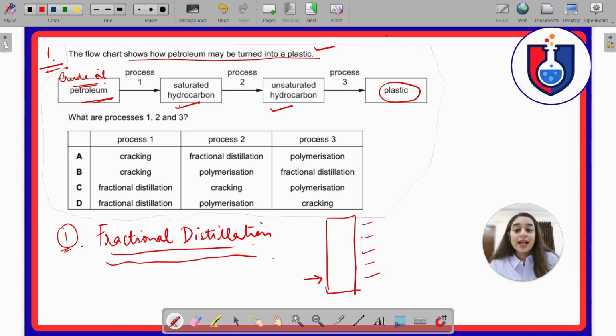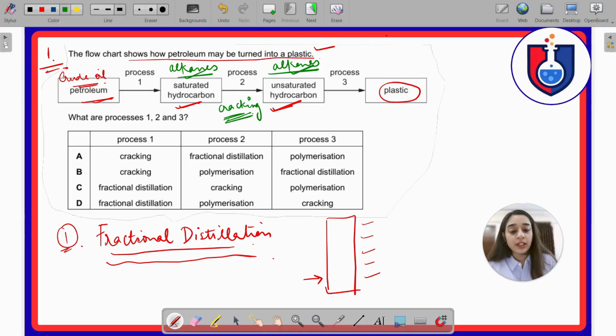Second process, saturated hydrocarbon to unsaturated hydrocarbon. This is again one of the most important concepts and it gets repeated again and again. Even in the theory paper, it has been asked many times. So this process is your cracking. The best method to remember the process's name and identify it is to remember the initial point and the final end point, right? So saturated hydrocarbons to unsaturated hydrocarbons, that is, alkanes being converted to alkenes, is via cracking.